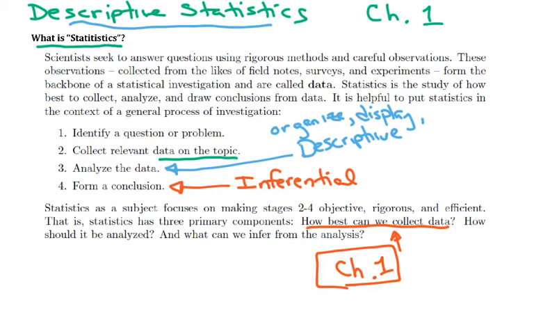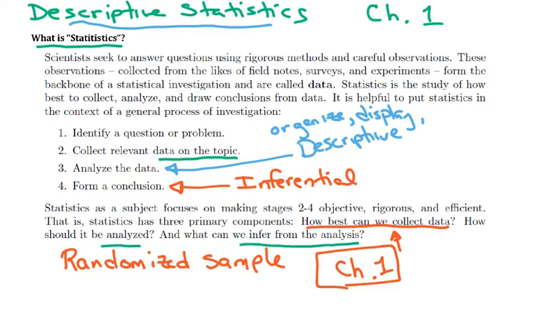You need to put some thought into how you can be assured that you have a random sample. That is important. So you need a randomized sample. Make sure that you are collecting your data in the best possible way. We're going to focus more on how it should be analyzed and what we can infer from the data.